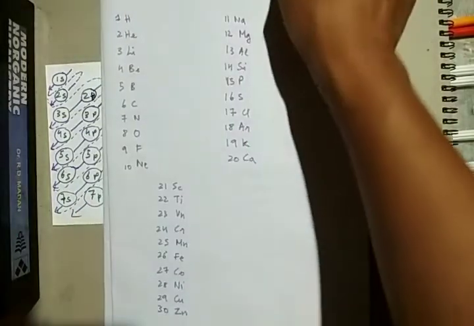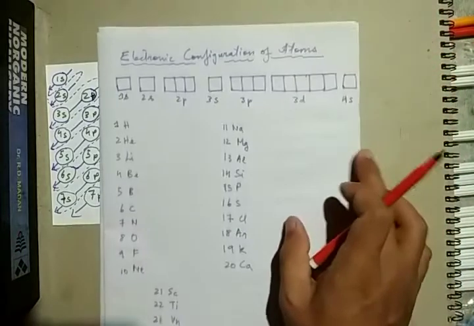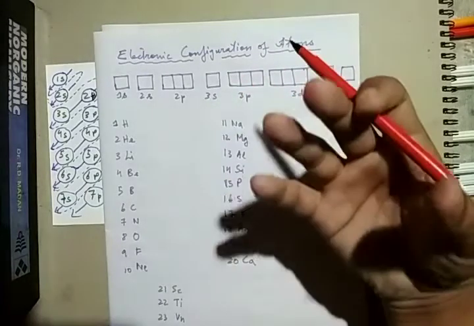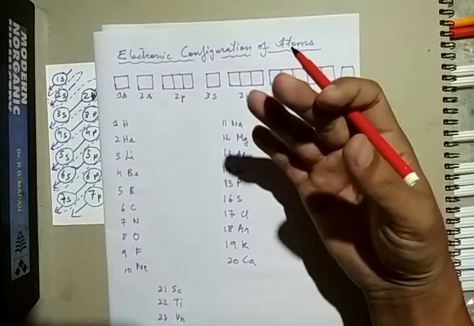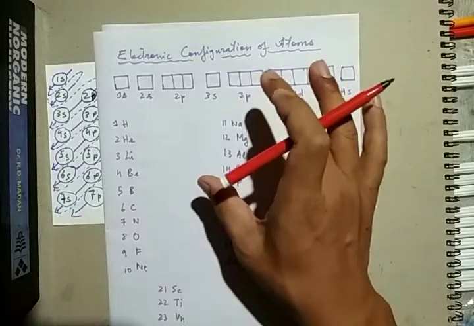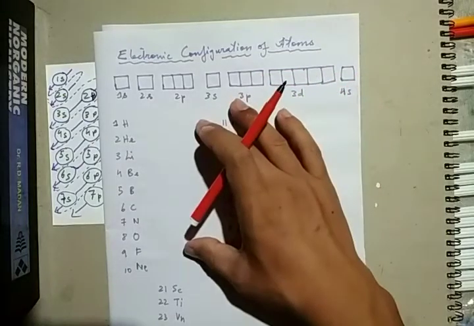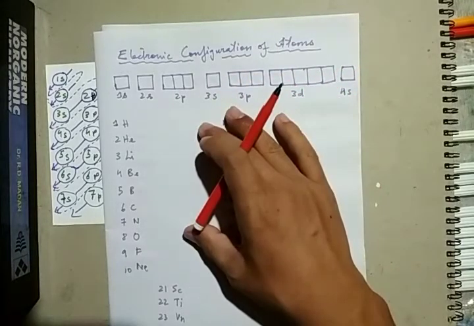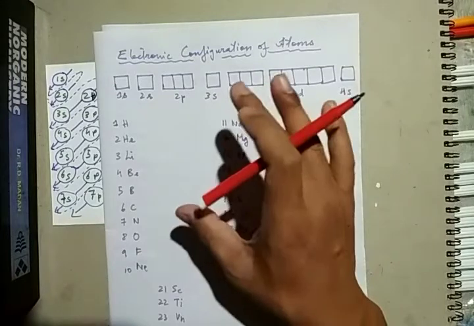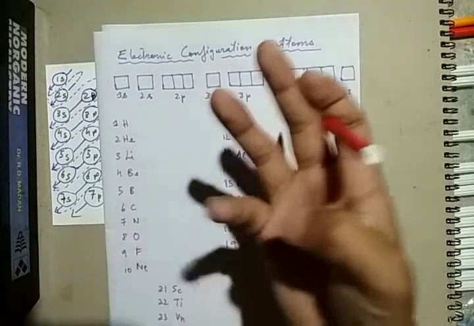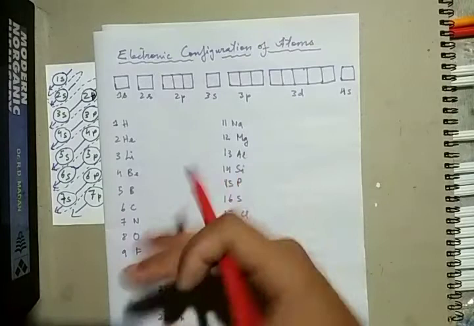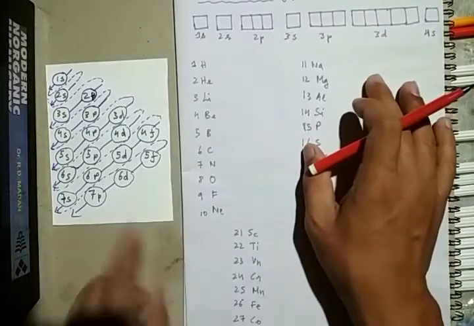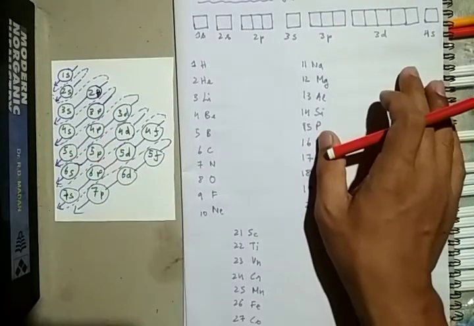So the next topic is electronic configuration of atoms. Here we are going to discuss electronic configurations. In this, we'll discuss the Aufbau principle, Pauli exclusion principle, and Hund's rule of maximum multiplicity. All three combined, and then we'll discuss this concept. So this one is from the Aufbau principle.